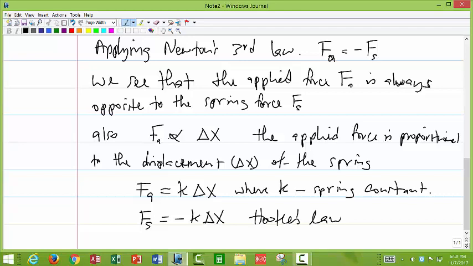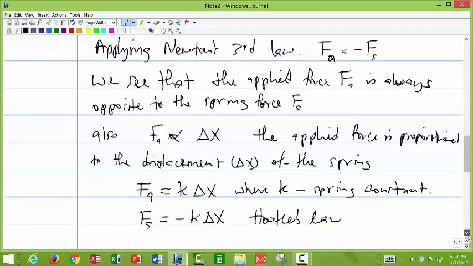Whenever you stretch the spring, the displacement is opposite to the direction in which the spring acts. And when you compress the spring, the displacement is opposite to that direction. So we have two things going on. The applied force is proportional to the displacement, and the spring force is proportional to negative displacement. So this is Hooke's law. Any questions at this point?